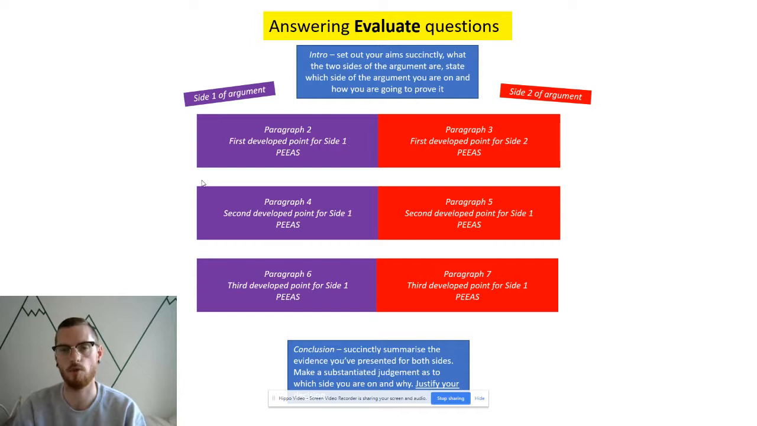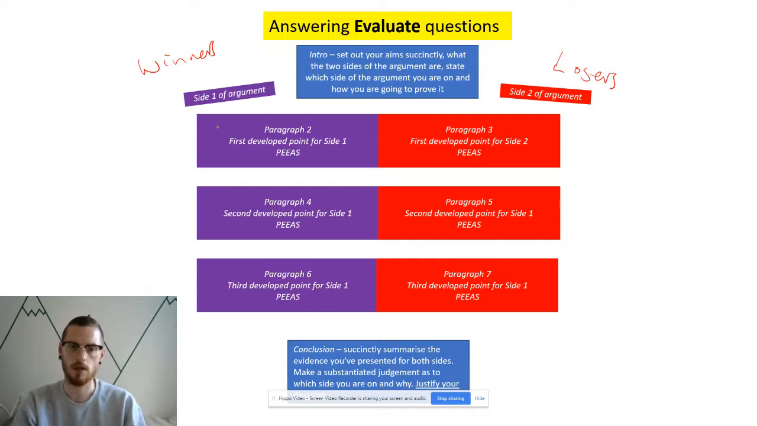Sometimes it's nice and straightforward. It's signposted to you, okay? Coast question, winners versus losers, okay? Easily signposted to you, okay? So on one side of the argument would be the winners, thinking about stakeholders and players, and the other side of the argument would be losers.